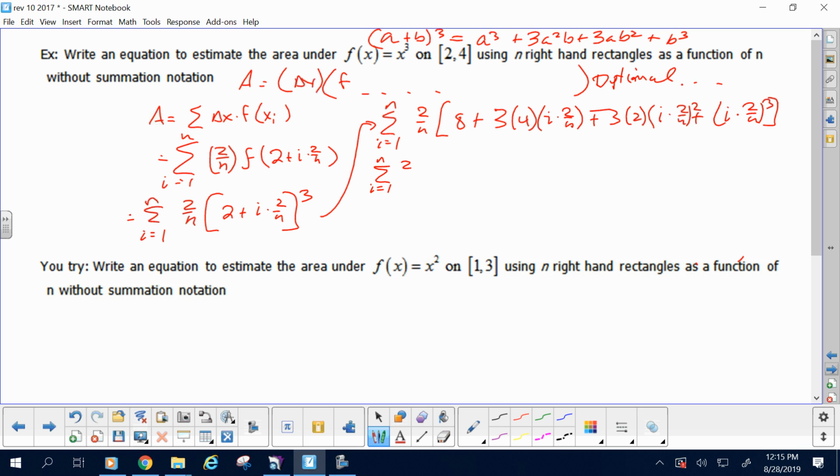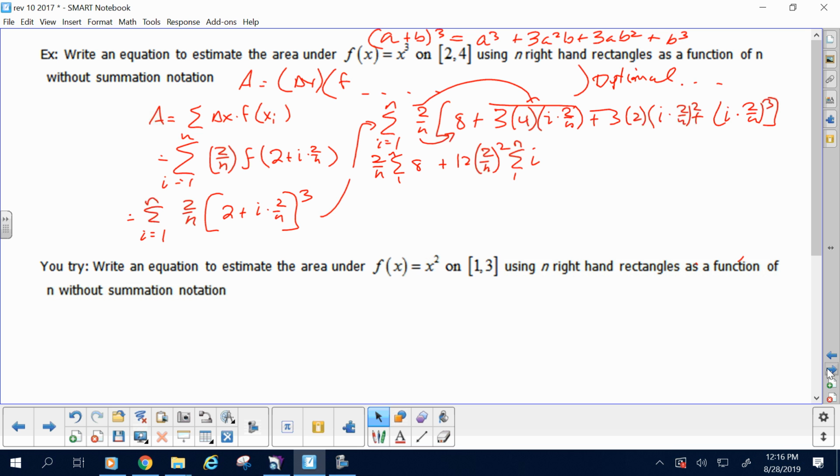Okay, 2 over n. All right, are you ready to blow this baby up into separate summations? So the first one is, I would have a 2 over n times the sum of a bunch of 8's. And then next, what is all the stuff I could pull out when I go here? I can pull out a 12 and how many 2 over n's? Squared, are you with me? Times the sum of a bunch of i's.